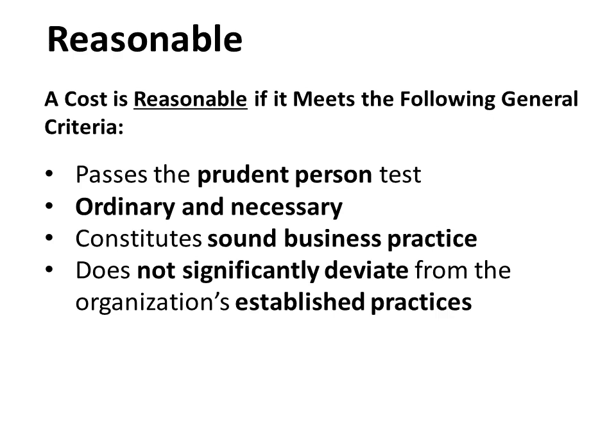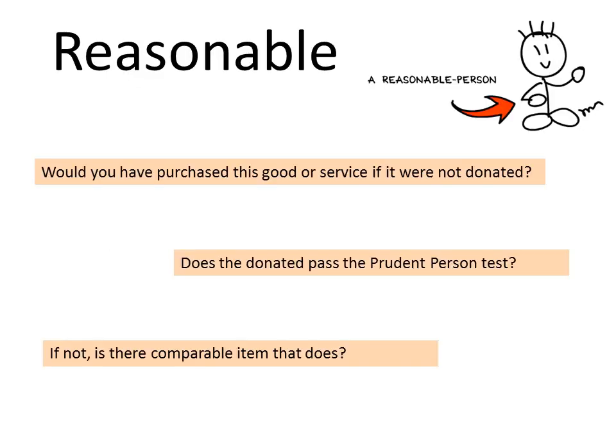Let's start by looking at reasonable. A cost is reasonable if it's meeting the following general criteria. It has to pass the prudent person test. It has to be ordinary and necessary to achieve the overall objective of your organization. It also shouldn't significantly deviate from the organization's established practices. When looking at a donation, it could be either an in-kind or cash match source, you can ask the following questions to help you determine whether the match is reasonable. Would you have purchased this good or service if it wasn't donated? Does the donation pass the prudent person test? If not, is there a comparable item you can use?